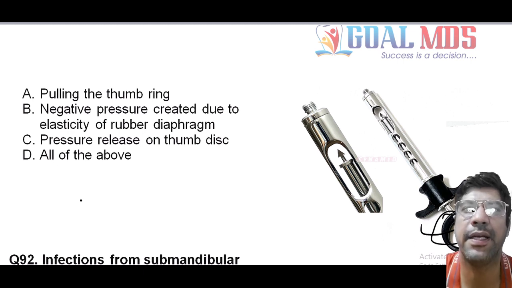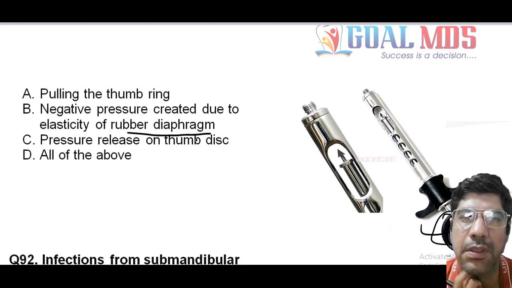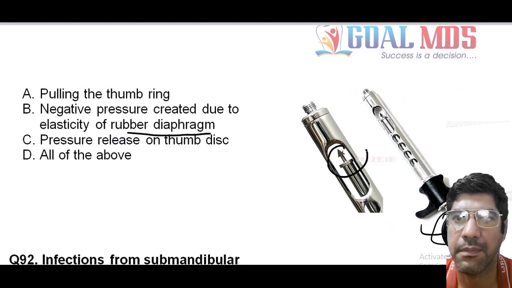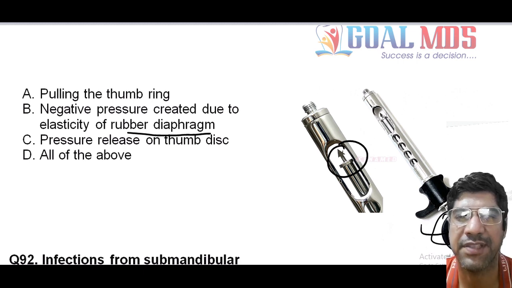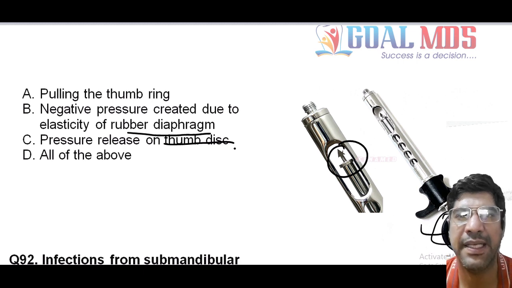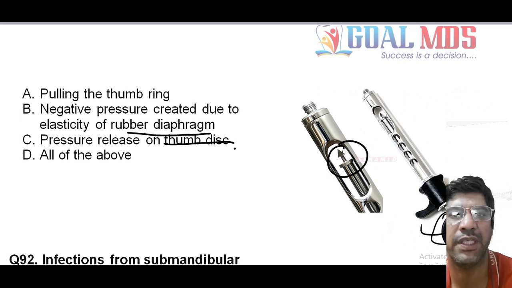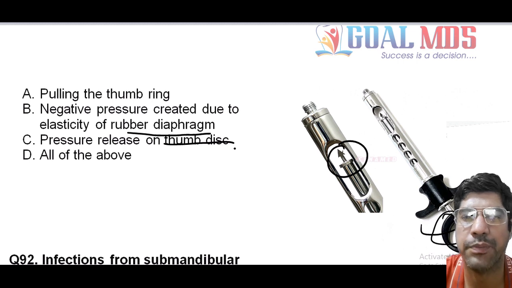B. Negative pressure created due to the elasticity of rubber diaphragm. So when the plunger is pulled back, it stretches the rubber diaphragm, creating a vacuum that will allow you to aspirate the substance. Third is pressure release on the thumb disc. The pressure release on thumb disc refers to the action of pushing or depressing the thumb disc that can release the negative pressure created within the syringe. So all of them are true.